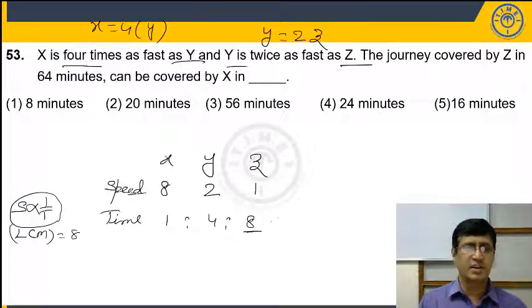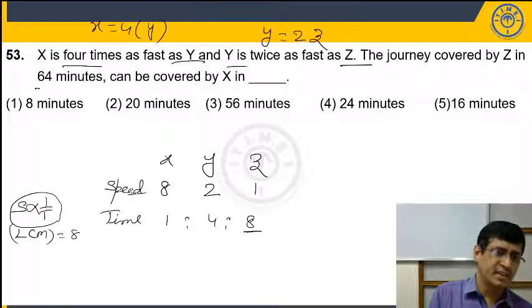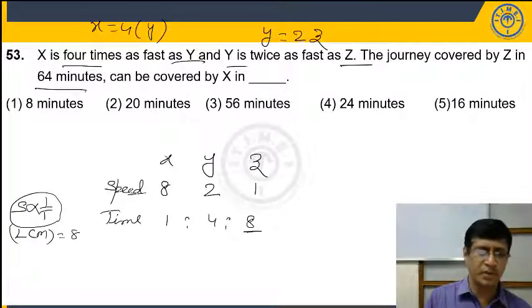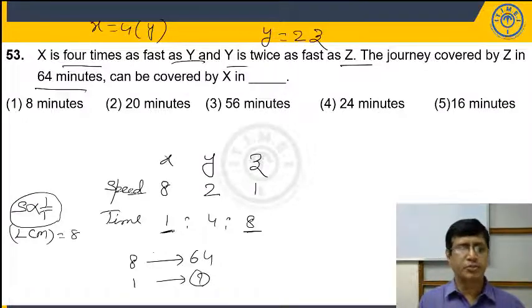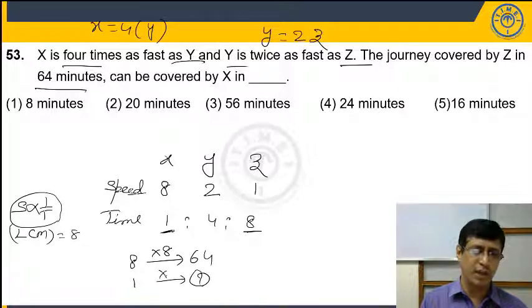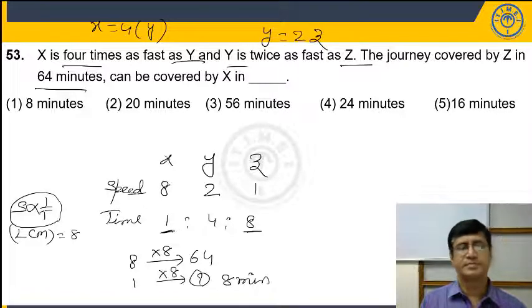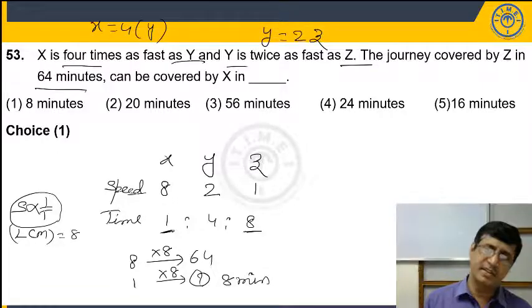Z covered in 64 minutes. Z covered 64 minutes means if 8 is equal to 64, then what is the question? X can cover the same distance in how much time? Now by using the multiplication factor, you can find the answer very easily. 8 into 8 is equal to 64. 8 into 1 is equal to 8. So what is that time? 8 minutes is the answer. 8 minutes means option number 1. First choice is the right choice.